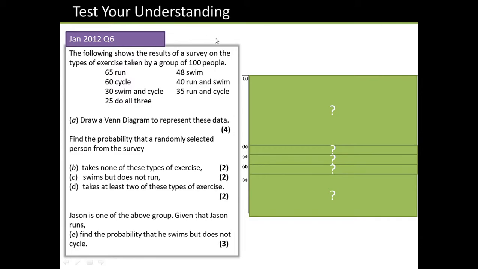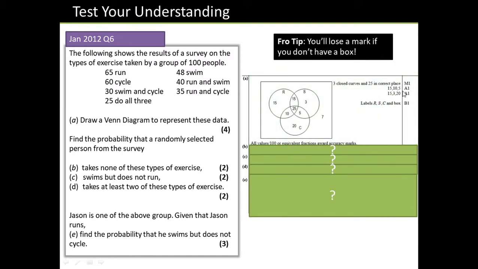So this is a past paper question. Read through the question, pause the video, try it. So part A, I'm going to reveal now. So it shows you it's breaking down the marks that you would get, and that tip there, you'll lose a mark if you don't put a box around it. I'm not going to try and start singing Beyonce, but yes, you need to put a box around that. It is possible to have either the actual frequencies or the probabilities in those sections.